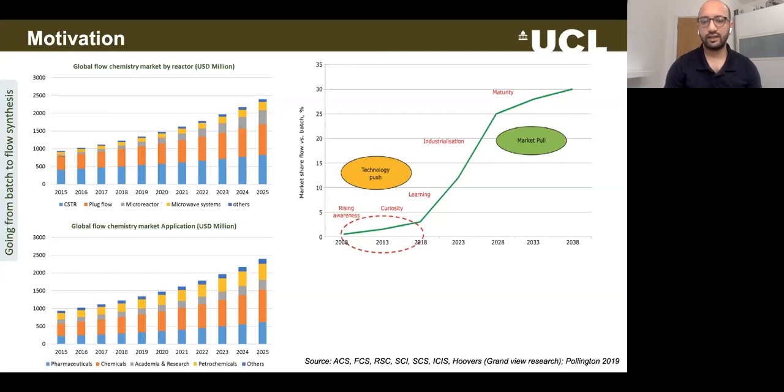As you see, this is 2021. So we are slowly moving into industrialization of the technology, but there are lots of new improvements, lots of new types of reactors being made every day, and it's thriving. So these graphs are to give you an idea of how important and how relevant the technology is.